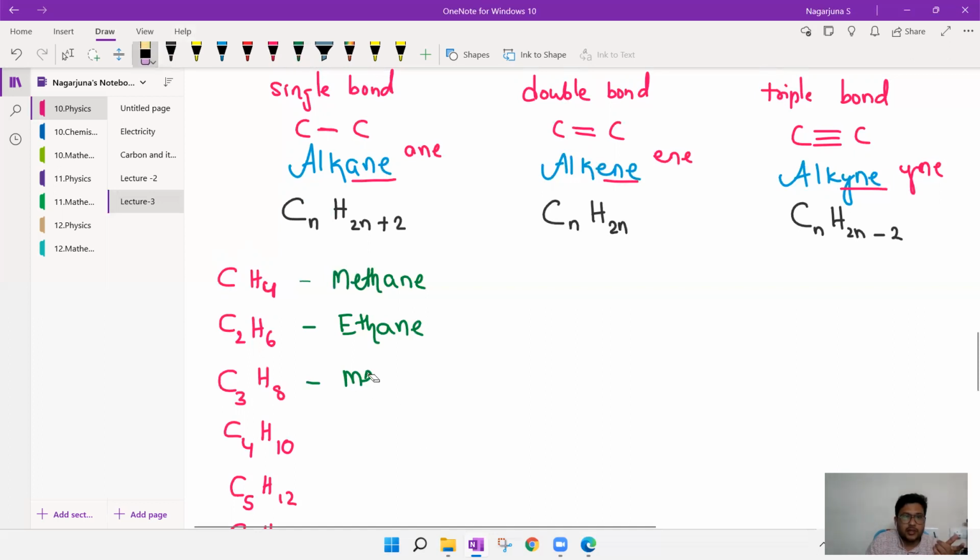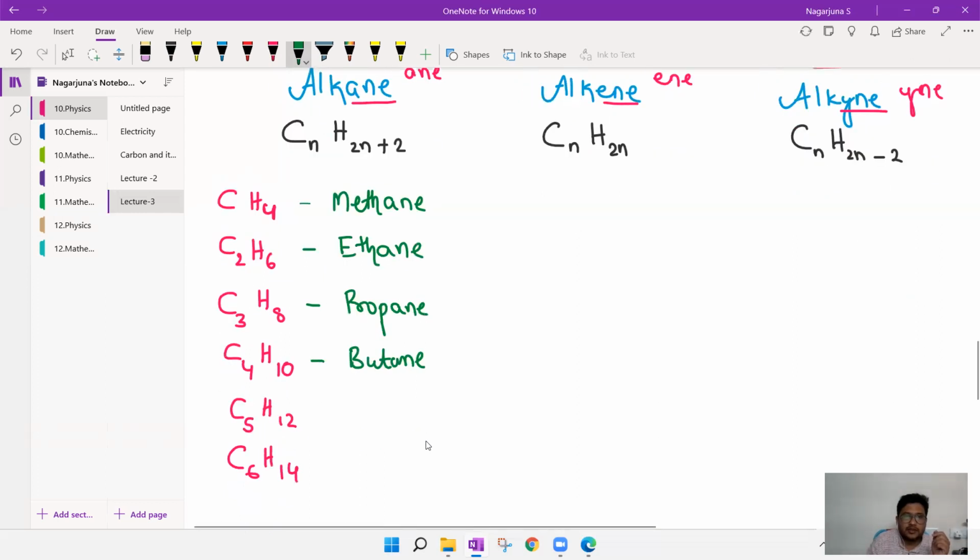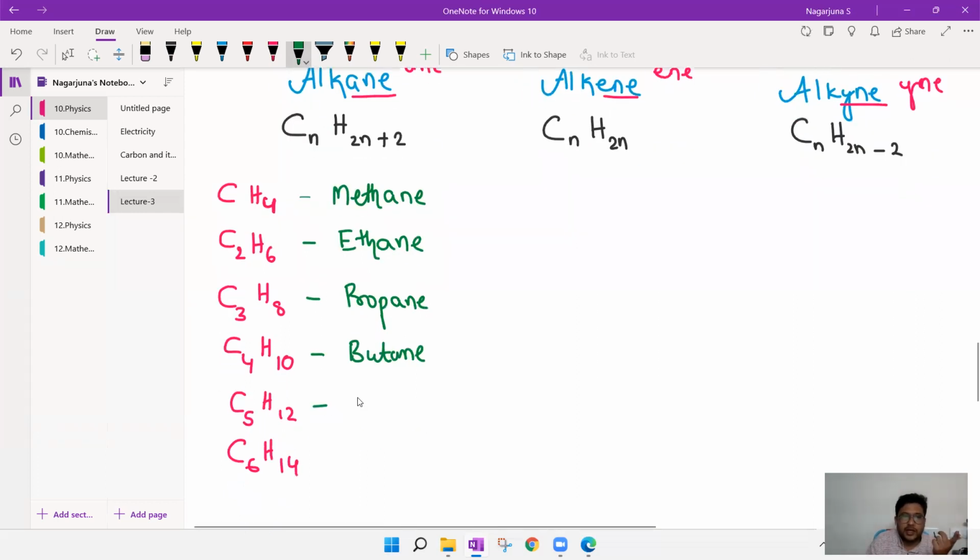Now you see three carbons. Sorry, it is not meth, eth, prop. It is prop, belongs to alkane functional group, so it is propane. This belongs to alkane and there are four carbons, it is butane. There are five carbons, belongs to alkane, it is pentane. There are 6 carbons, belongs to alkane. This is known as hexane. See how simple it is.